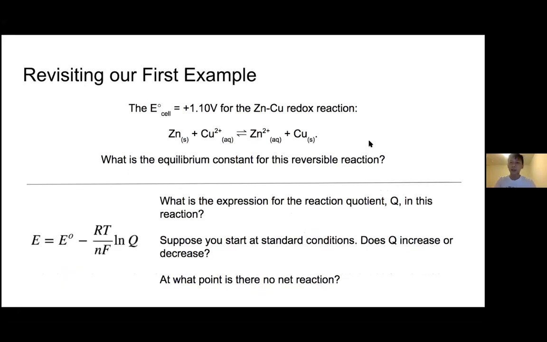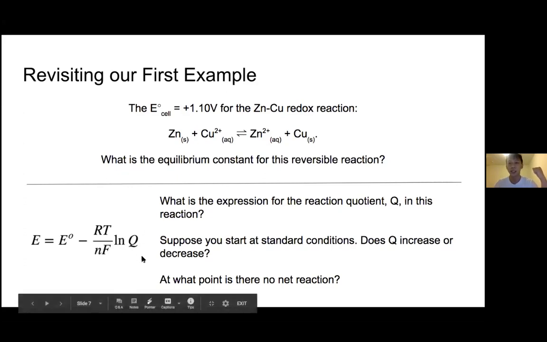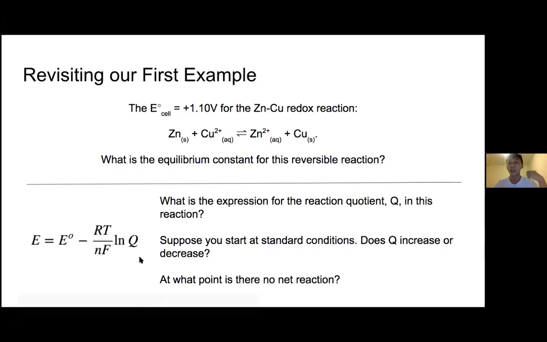And now let's revisit our first example, right? The standard potential of a cell is 1.1 volts for the zinc copper redox reaction, the reaction written there. What is the equilibrium constant for this reversible reaction? I didn't write the calculation in the PowerPoint. I want you to think about what is the condition that allows us to find the equilibrium constant. Instead of this Q, the reaction quotient, we just have K. So what is the constraint that allows us to find K?